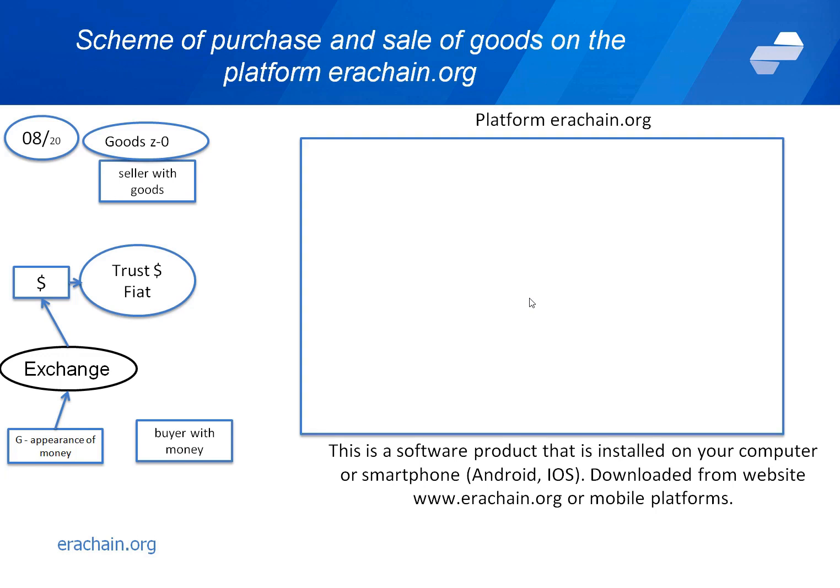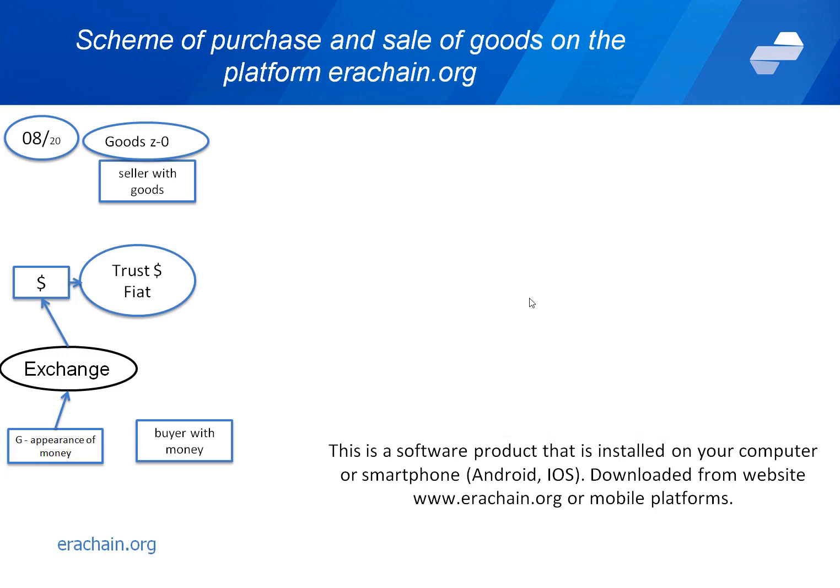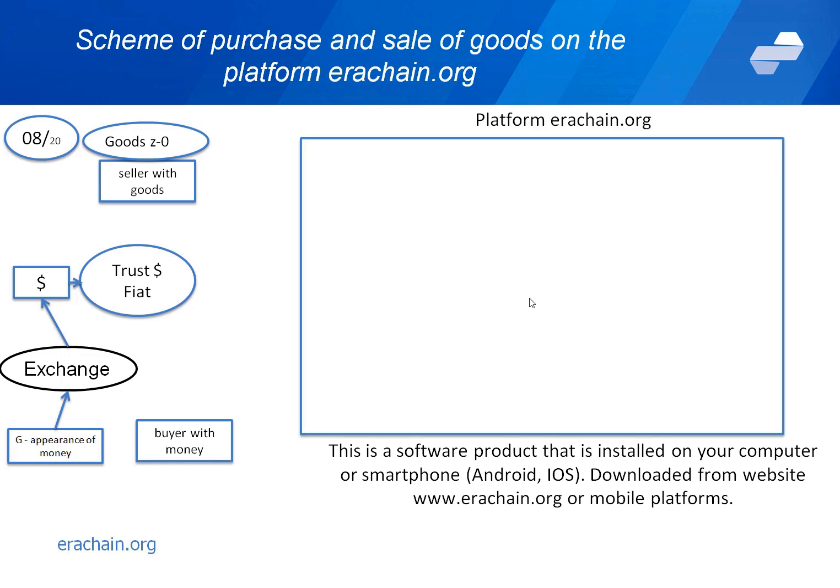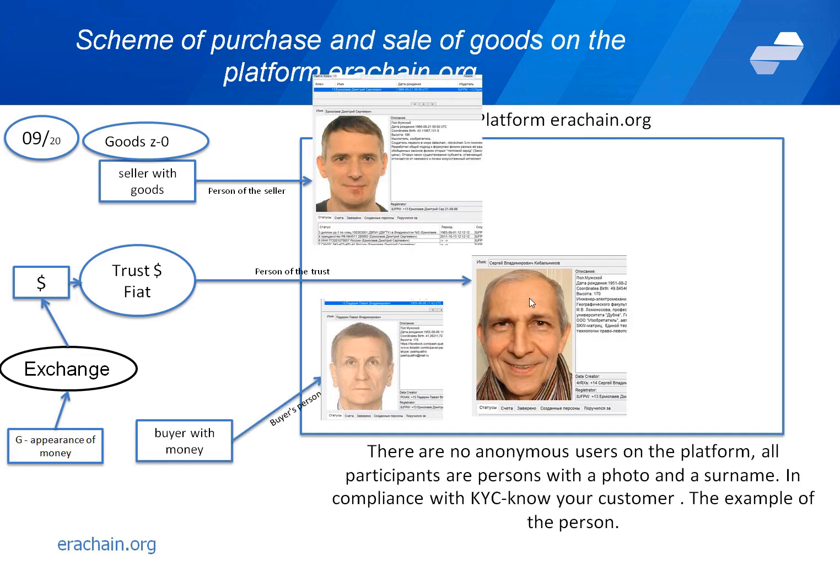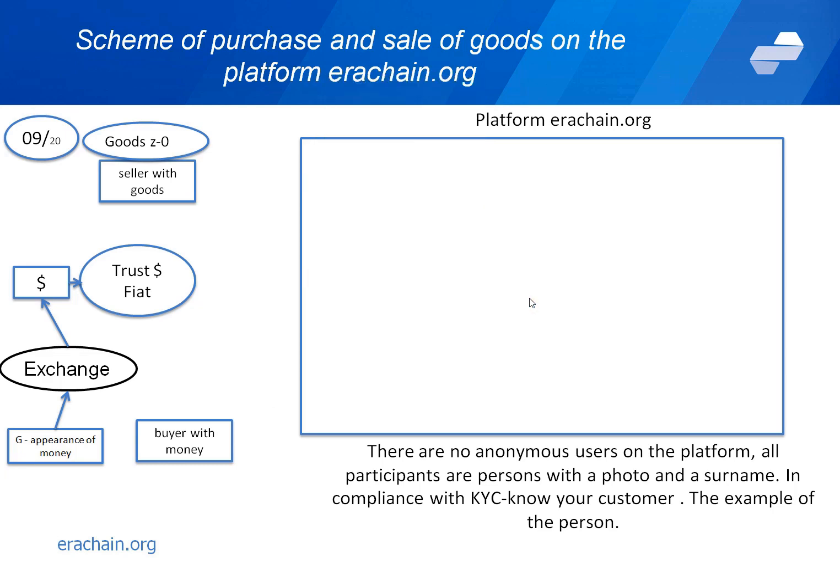This is a software product that is installed on your computer or smartphone for Android or iOS. Download it from the website www.erachain.org or mobile platforms. There are no anonymous users of the platform. All participants are persons with a photo and a surname, in compliance with KYC, Know Your Customer, the example of the person.